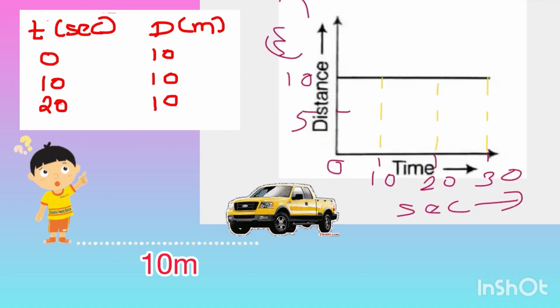When we plot this data on distance time graph, as distance is same for any time interval, we'll get straight line parallel to time axis. Therefore, answer for this question is object is stationary or it is at rest.